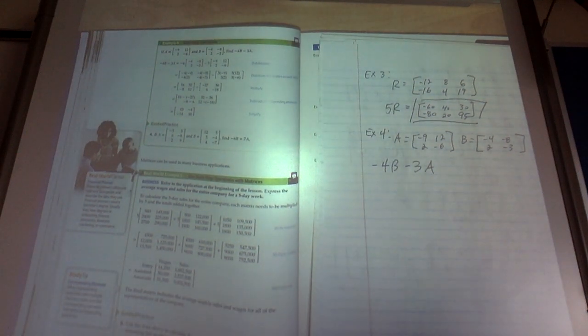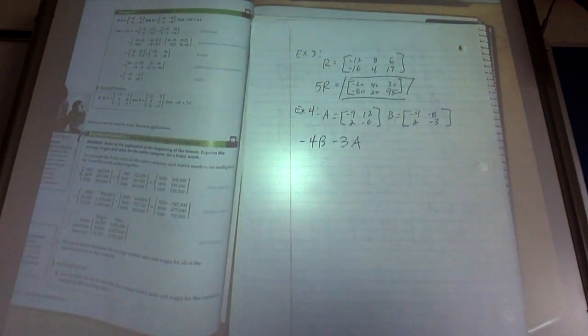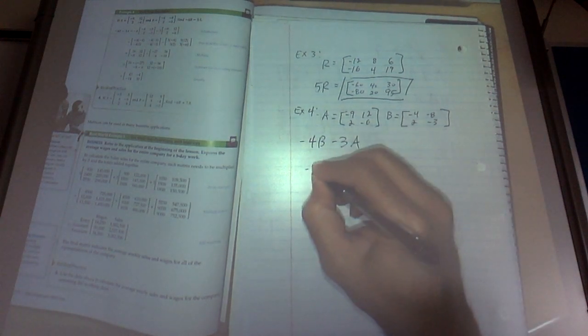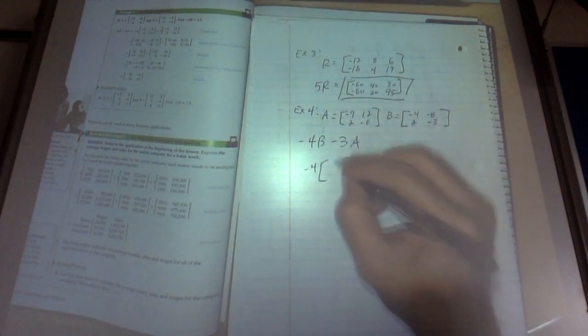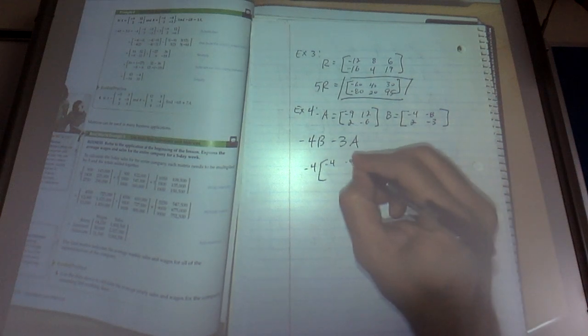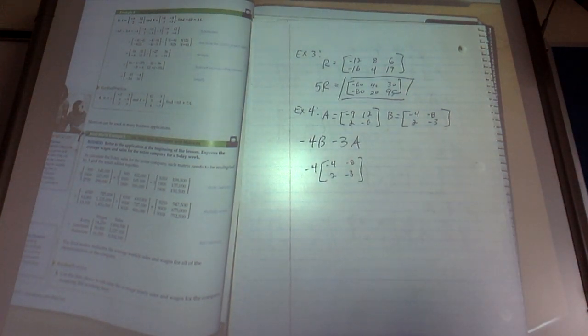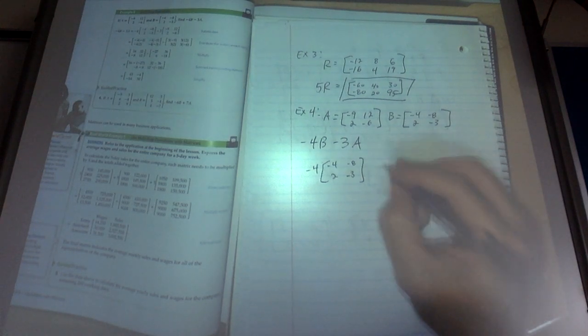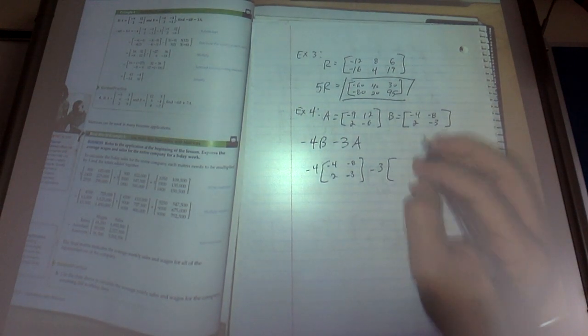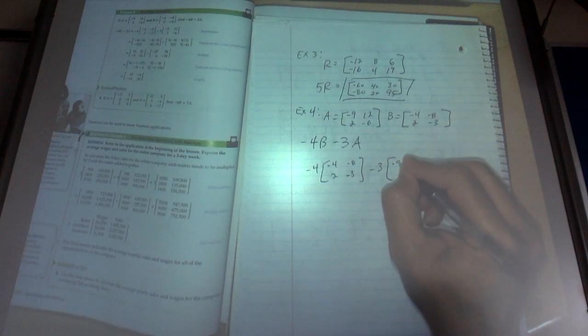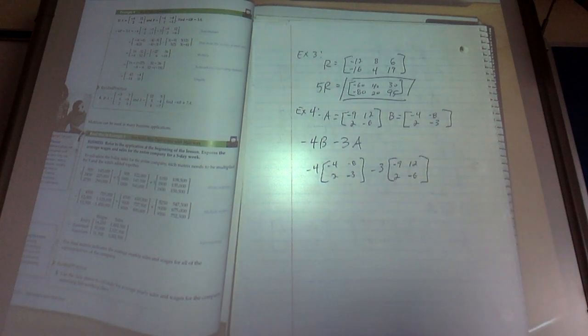So what we're going to do first, all right, is we are going to take -4 and multiply it by matrix B, which is -4, -8, 2, -3. And I'm going to take -3 and multiply that by matrix A, -9, 12, 2, -6. Okay, so we have two scalars here. Well, let's go multiply those out.